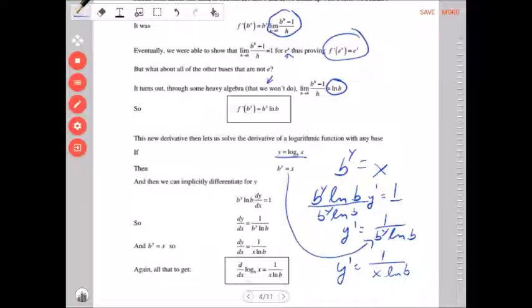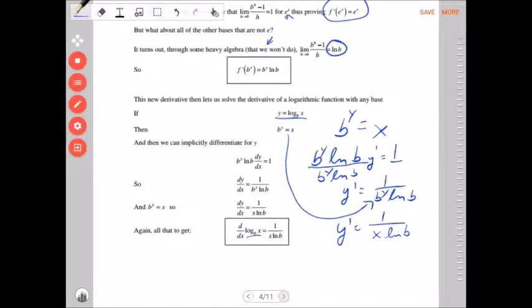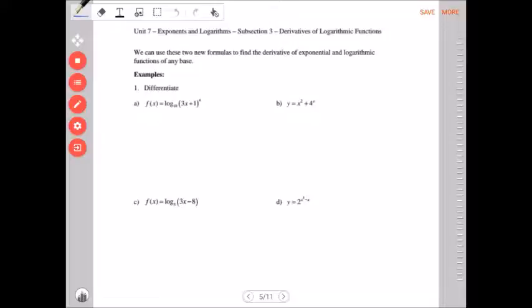So the derivative of any base logarithm is simply 1 over x, and then you have an extra factor of ln b there on the bottom. Also on your formula sheet, and please use it at will. Okay, so examples of these.